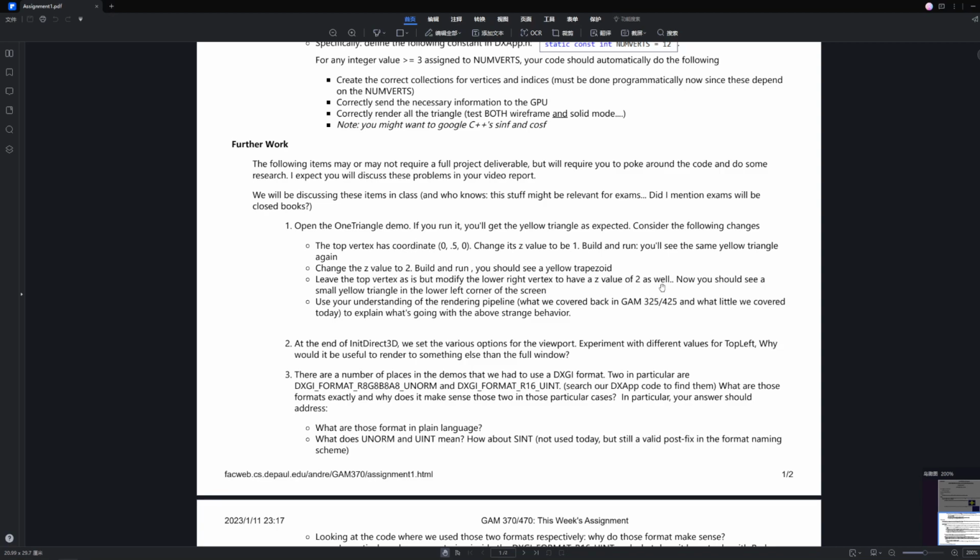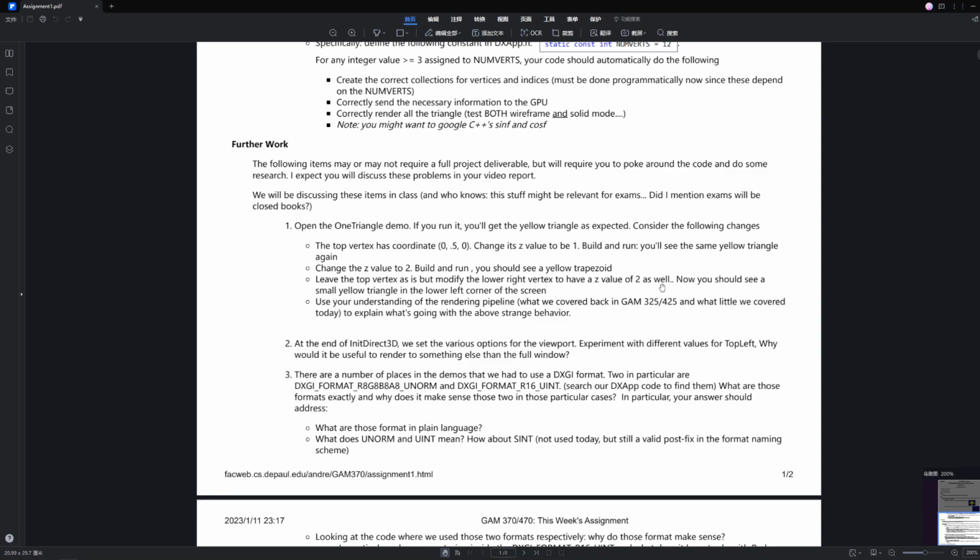For question number 2, if we want to render something other than the full window, we can change the top left x, top left y, width and height values, so that we can reach our goal.